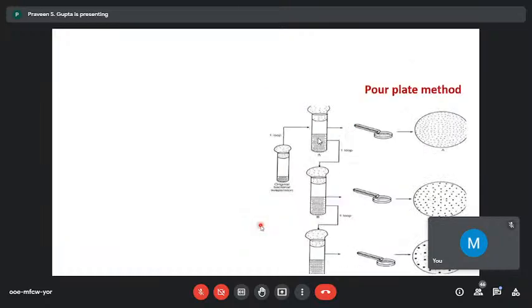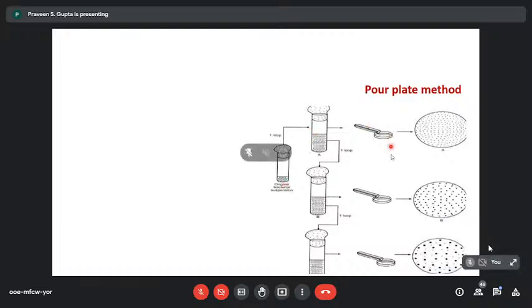Or the pour plate can be done the other way also. You can take the original bacterial sample and mix it into 20 ml of nutrient agar, and then pour it over the plate. The bacterial suspension is mixed with the molten nutrient agar when it has cooled, and then you pour it and get spread-out colonies. So this is the pour plate method.